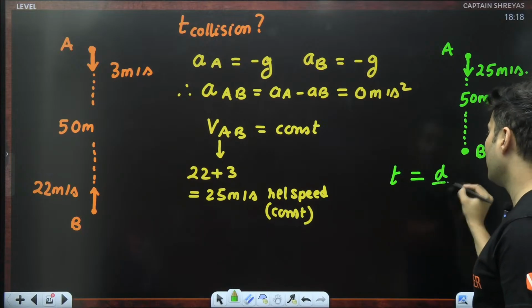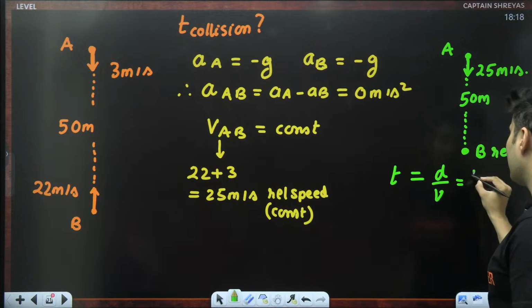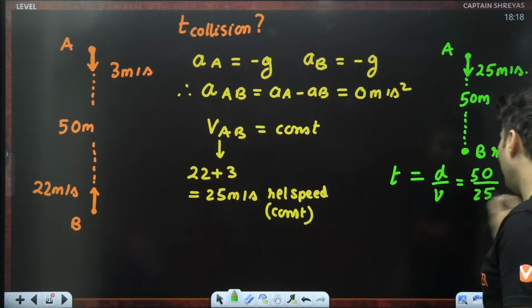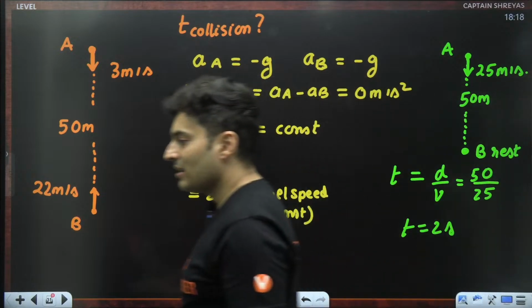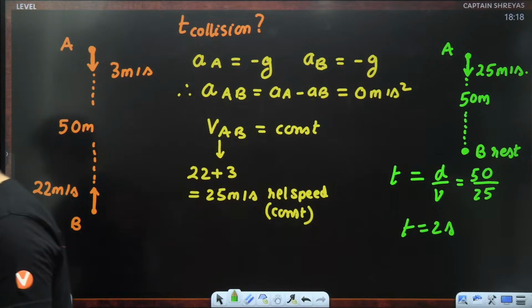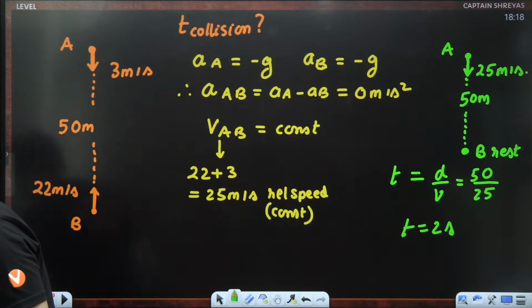Time is distance divided by speed. Distance is 50, speed is 25. So the answer is 2 seconds. So that's how direct these questions are. Very good, Saurav, Nikhil. Yep, correct.